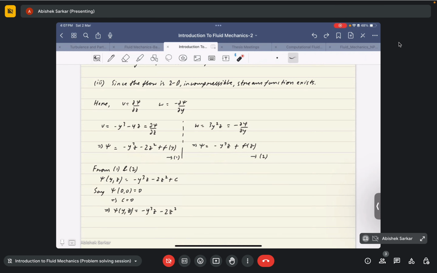This constant would itself give us the different streamlines of the flow. If we consider psi of 0,0 to be 0, we are just considering a generic case, then psi of yz is equal to minus y cube z minus 2z square.